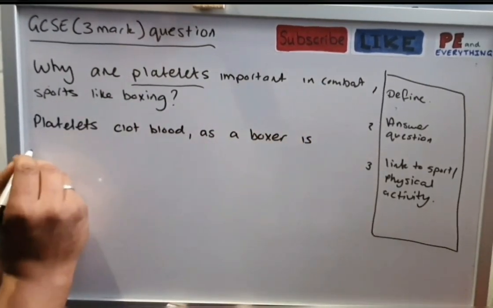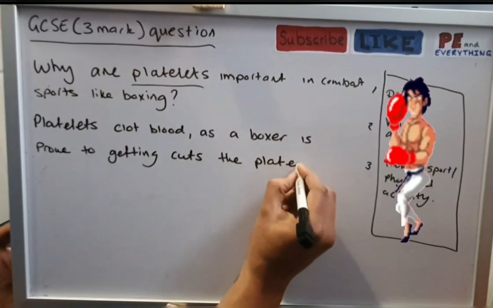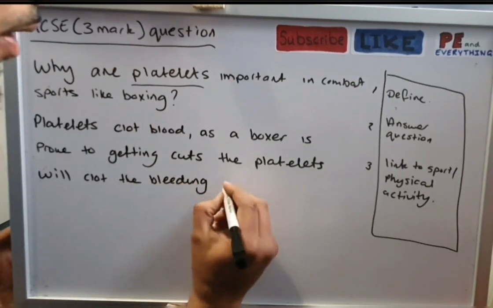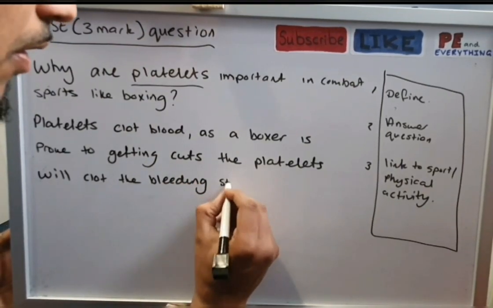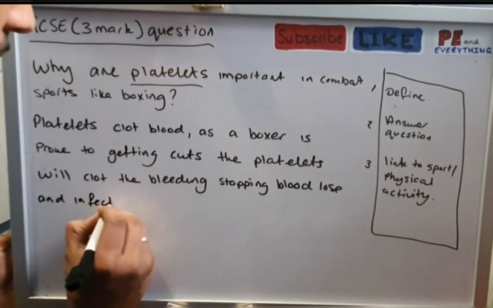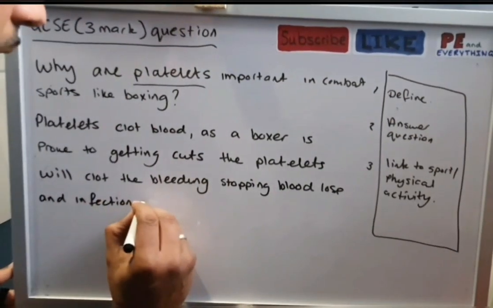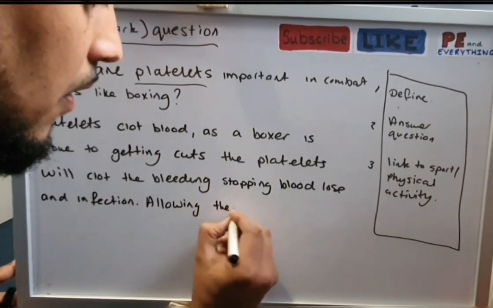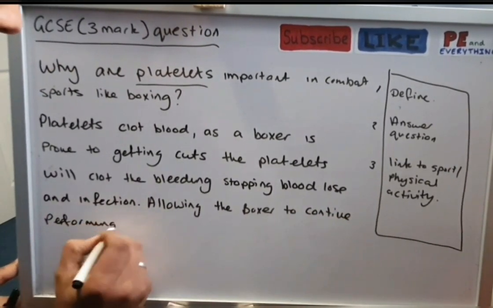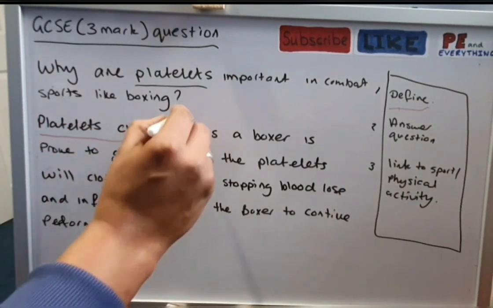Platelets, we have already covered this. Platelets clot the bleeding. And as a boxer is prone to getting cuts, the platelets will be there to clot the bleeding. So that is the answer to the question, why is it important. Now we're linking it to sport, so this will allow the boxer to continue performing.